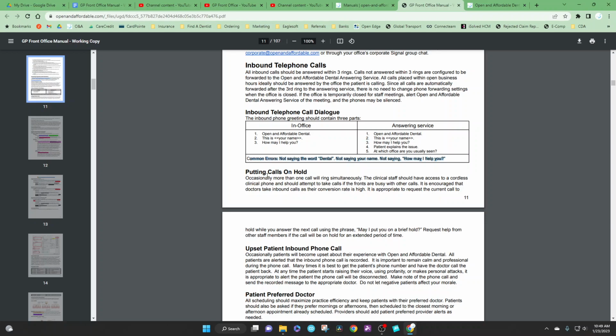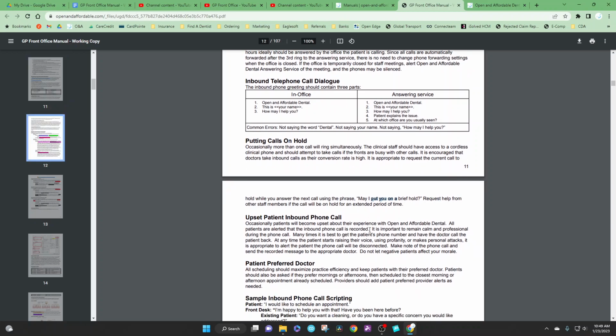Occasionally there'll be a couple of phone calls that come in at the same time. To accommodate that, you'll ask the patient who you're currently on the phone with if it's okay for them to be put on hold. So you'll say, "May I put you on a brief hold?" You'll go ahead and put them on hold and answer the other phone call. Again, don't just put them on hold. Make sure that you kindly ask them if you can before you do that.